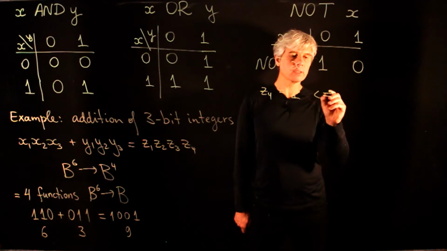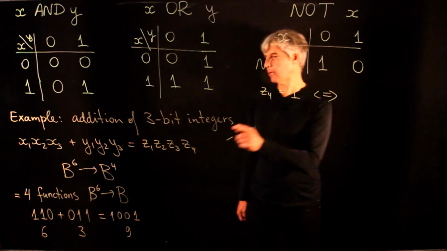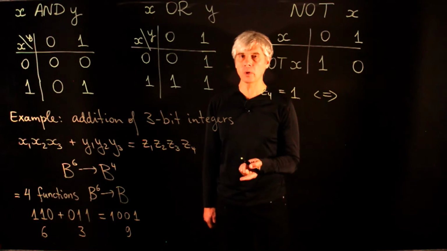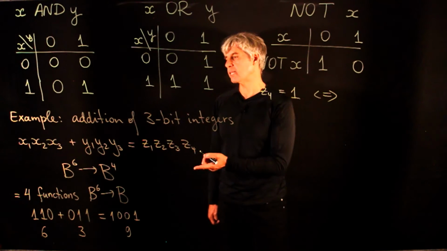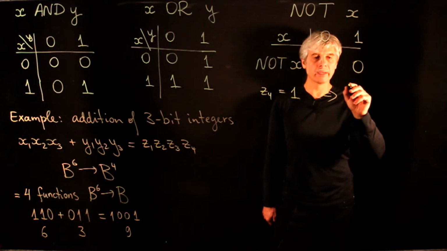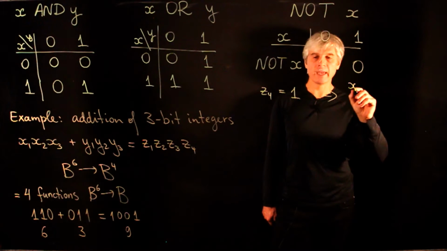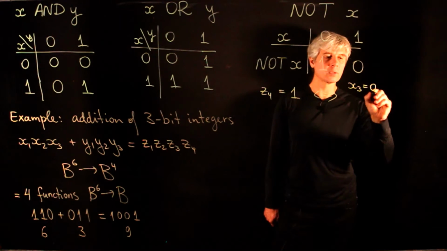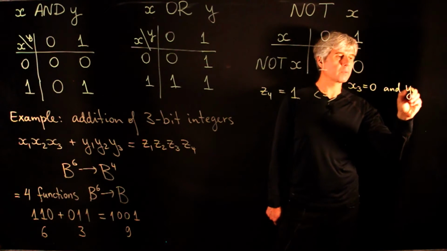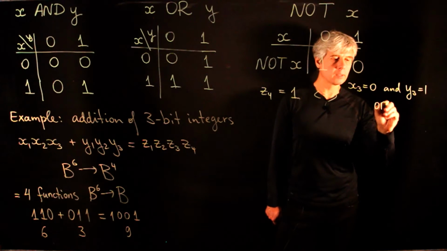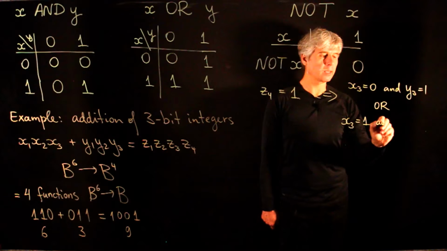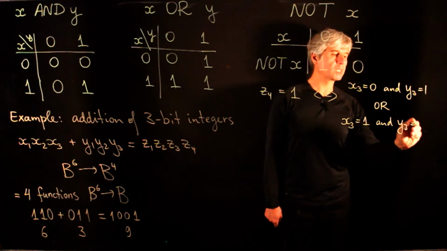if and only if these two summands have opposite parities, right? So to get an odd sum, one summand must be even and another must be odd. So this means that here we will have that x3 is 0 and y3 is 1, or we must have x3 is 1 and y3 is 0.